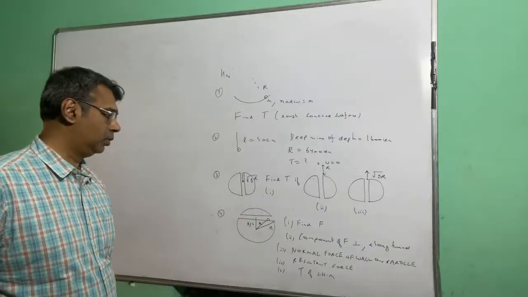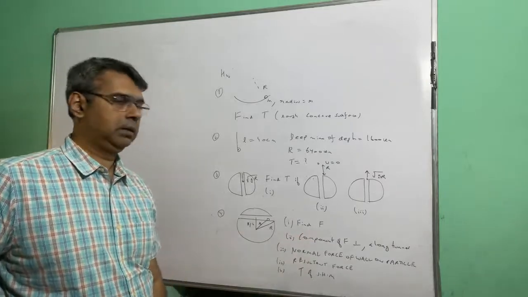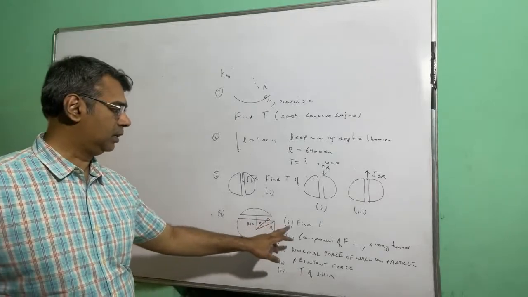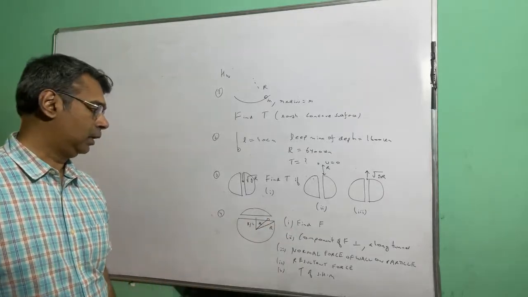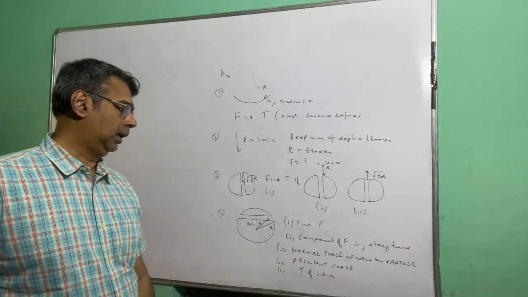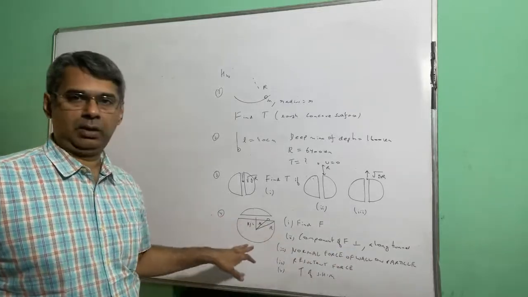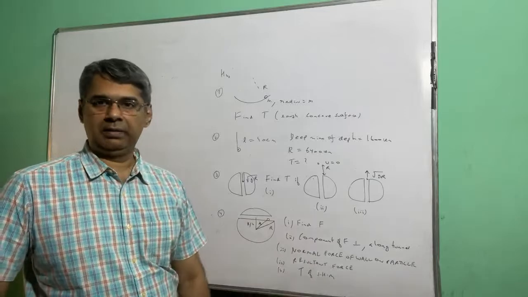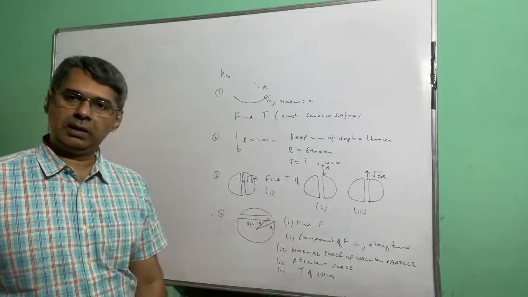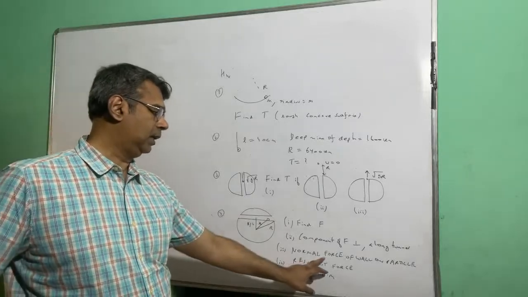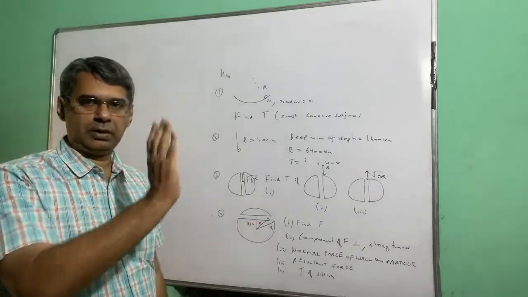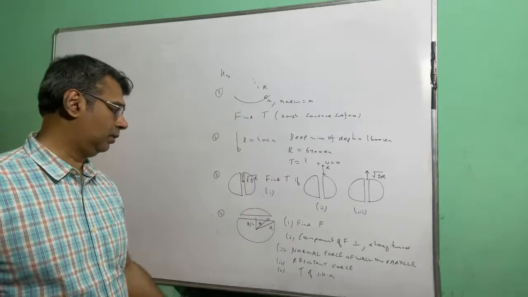The first thing you have to do, part 1, find the gravitational force F on this particle. Part 2, find the component of F perpendicular to the tunnel and along the tunnel both. Part 3, find the normal force of the tunnel wall on the particle. So this tunnel wall is exerting a normal force on the particle.